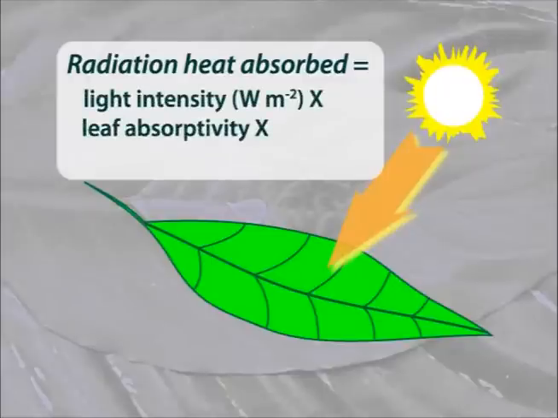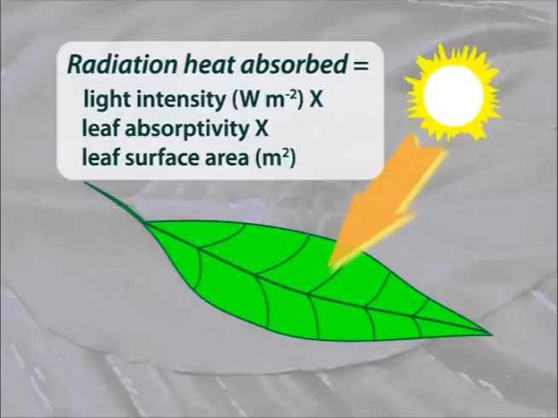Second is the absorptivity of the leaf. This is the opposite of reflectivity. The more reflective the leaf, the less heat it will absorb. That's also sensible. For our black model leaves, reflectivity is close to nil. Finally, there's the leaf surface area.